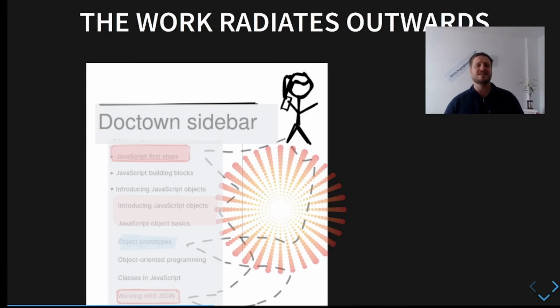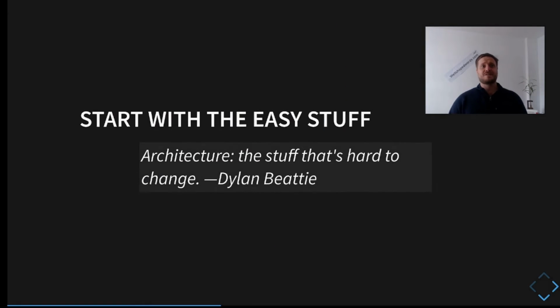I mean radiating both from topic to topic, like to wider collections of topics, and radiating from within the page. If architecture is defined, as I have seen, as the stuff that's hard to change, then we should start with working on the easier things first.